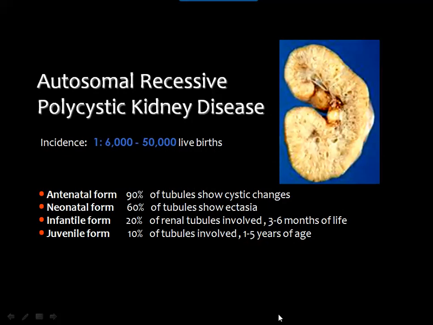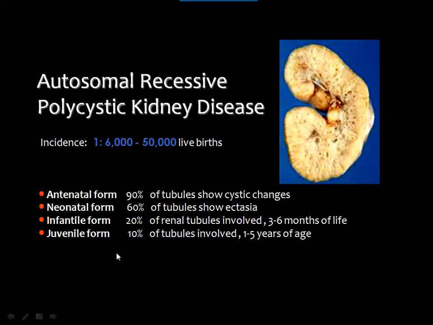Then we come to polycystic disease, and we have two types: the autosomal recessive infantile polycystic disease, and this is the incidence, or the adult autosomal dominant polycystic disease of the kidney. And this will result in too many small cysts in the kidney, giving the kidney a sponge-like appearance.